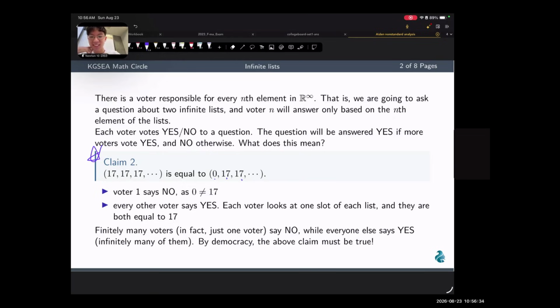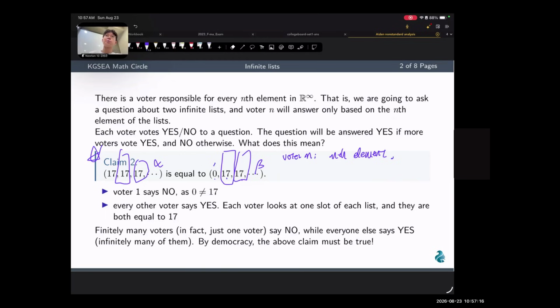How voting works is that there is a voter responsible for the nth slot. There's a voter responsible for the second slot of everything, a voter responsible for the third slot of everything, and so on for every natural number. Voter n only gets to look at the nth element of each list. I'll call the list 17, 17, 17 alpha, and the list 0, 17, 17, 17 beta. So what does voter 1 think about this question? Is alpha equal to beta?